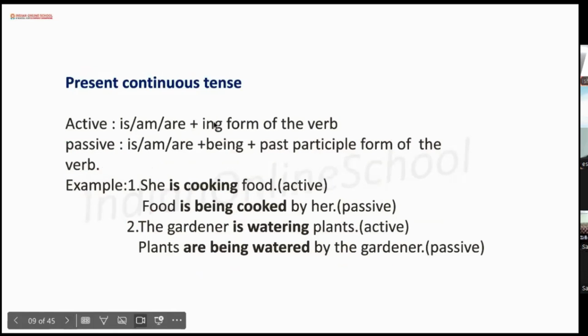Okay. Now let's move to the present continuous. How will we distinguish present continuous? Is, am, are, and verb plus ing. So this is the form of the present continuous tense. In the active form it is is, am, are and verb plus ing, and in the passive form is, am, are, being, and the past participle form of the verb, meaning the third form of the verb. Okay?